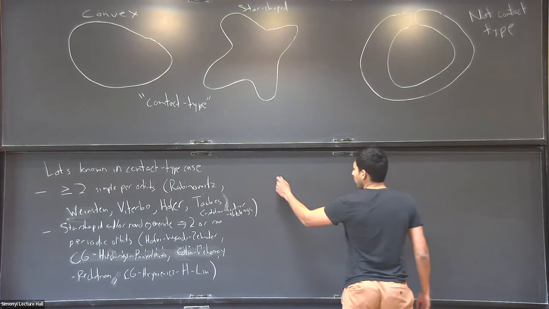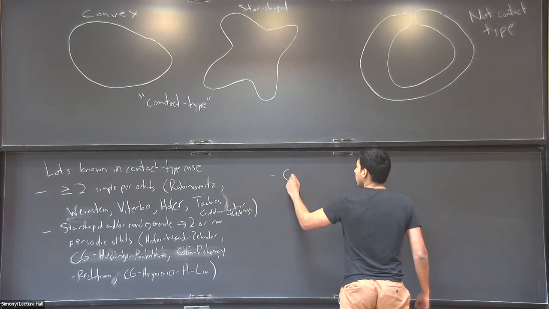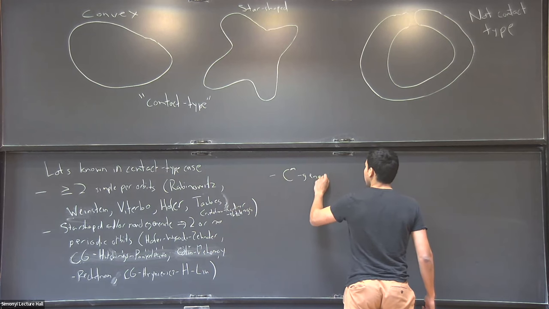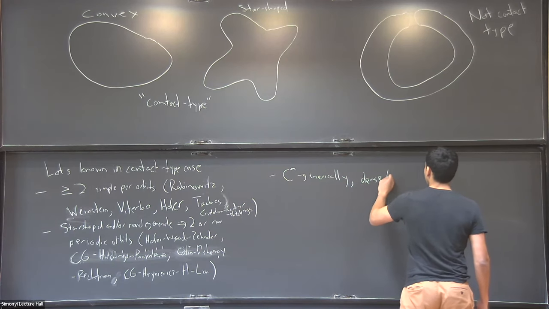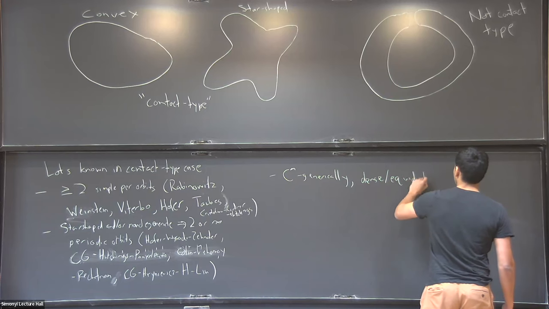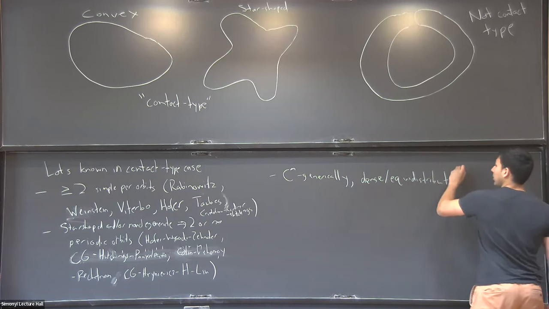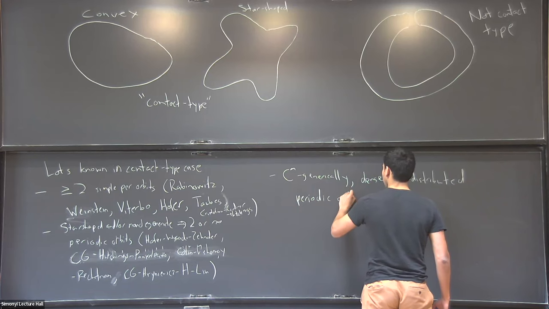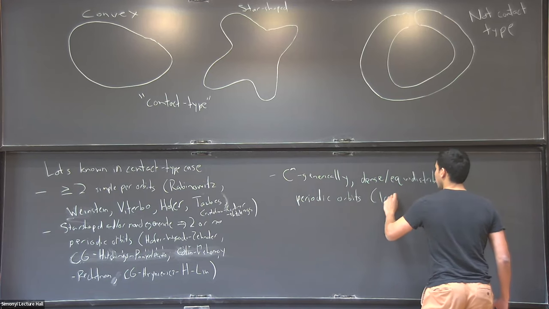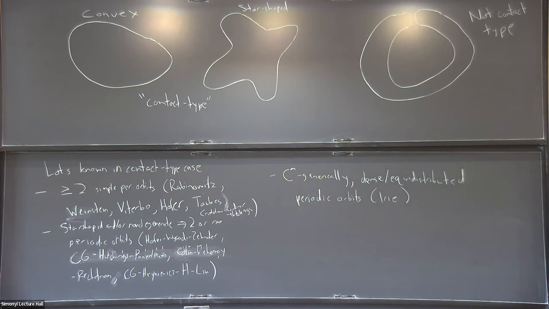And then maybe the last result I want to mention in the contact case is that C infinity generically, you have either dense or dense slash equidistributed periodic orbits. So this is the theory. There's a lot known in the contact type case, but in the non-contact type case, for examples like these, there's comparatively little known.